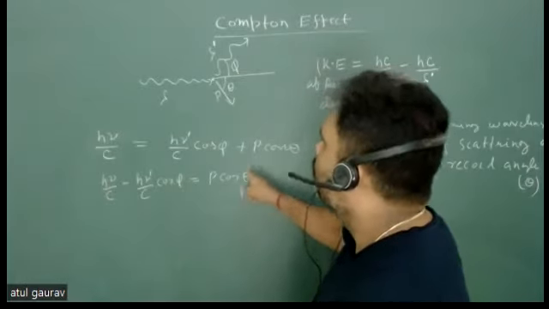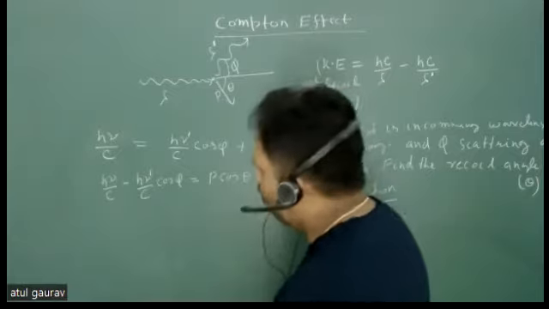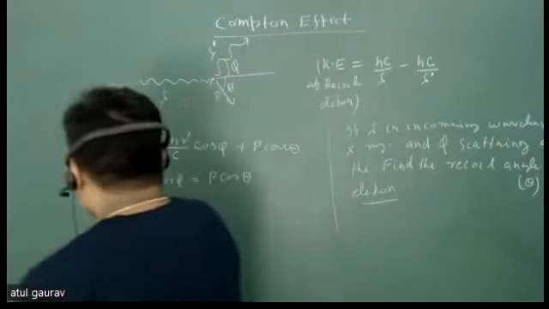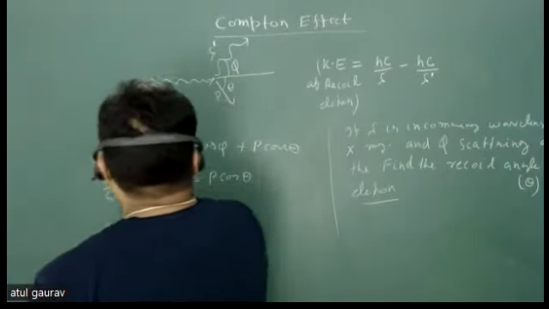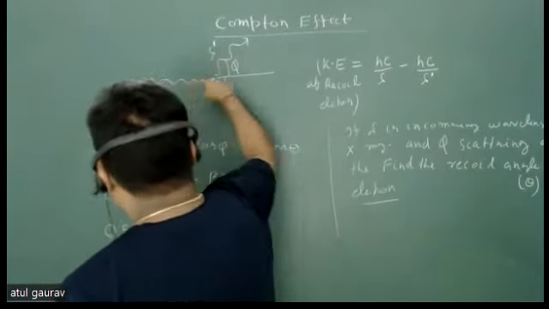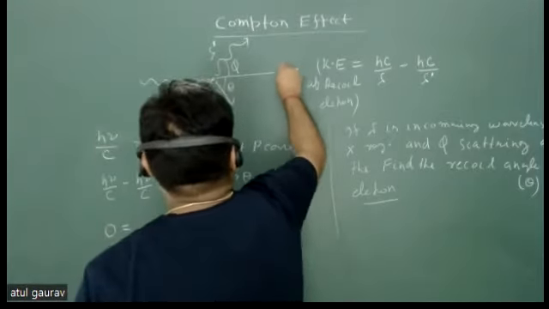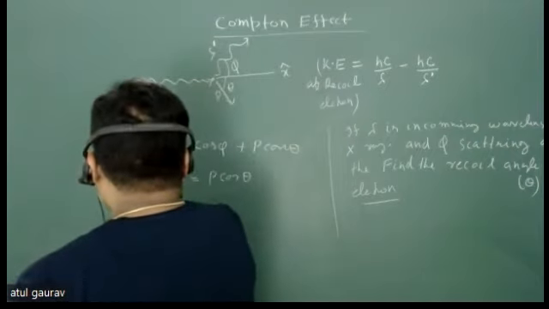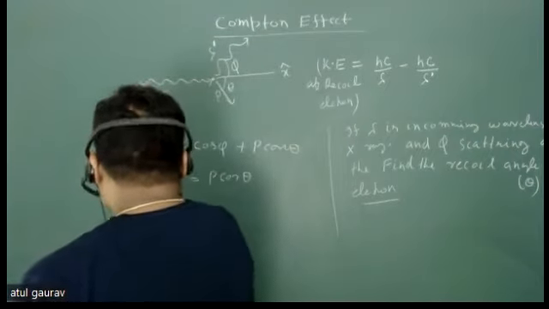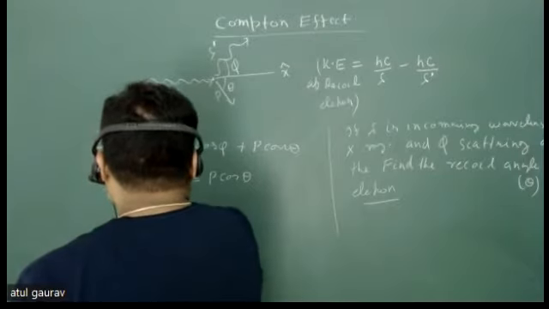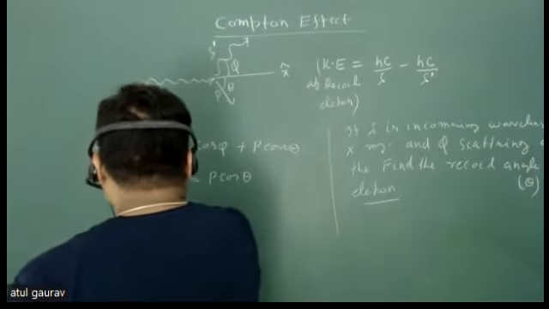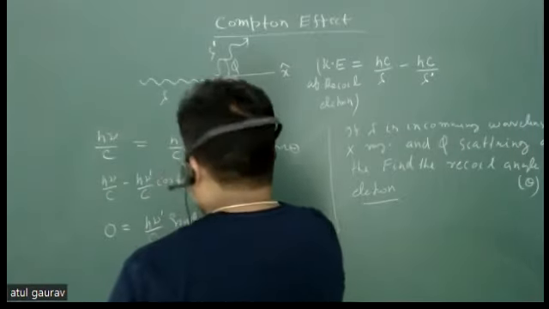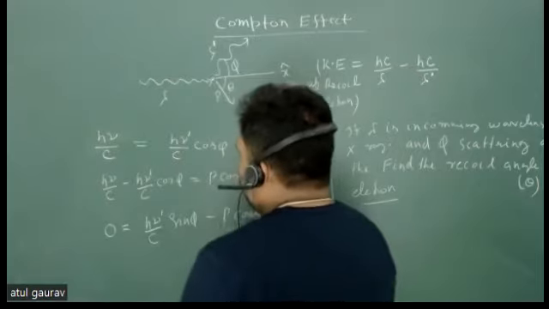What is theta? Recoil angle. Theta is nothing but the recoil angle. And what about y direction momentum? There is not any y direction momentum initially, so it is 0. I can assume this is my x direction. So 0 is equal to h nu dash upon c sin phi minus p cos theta. And now look, we are just doing one trick.